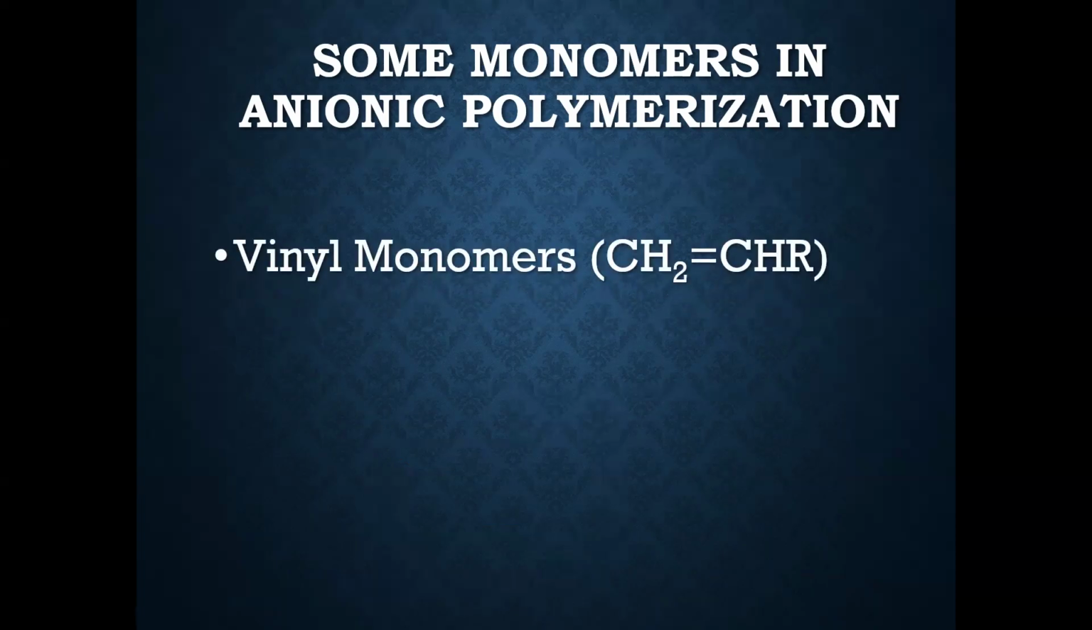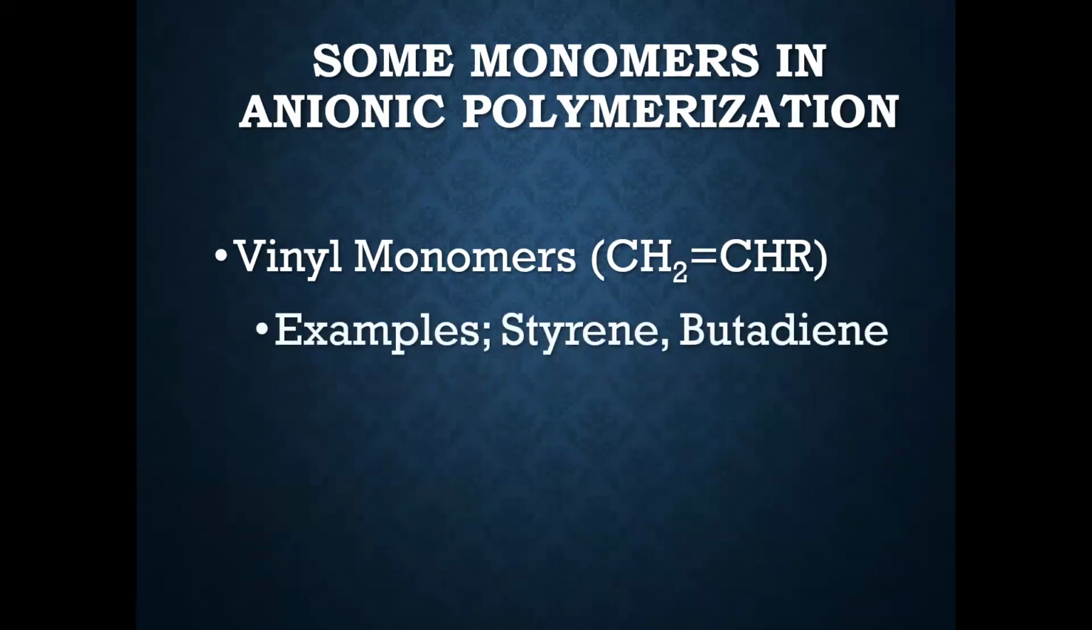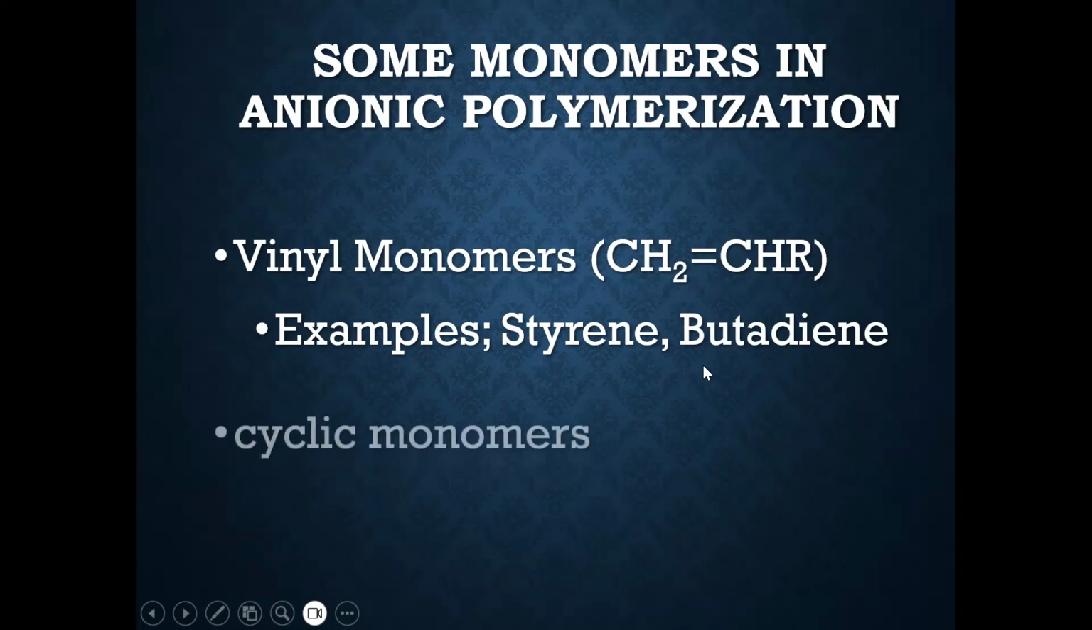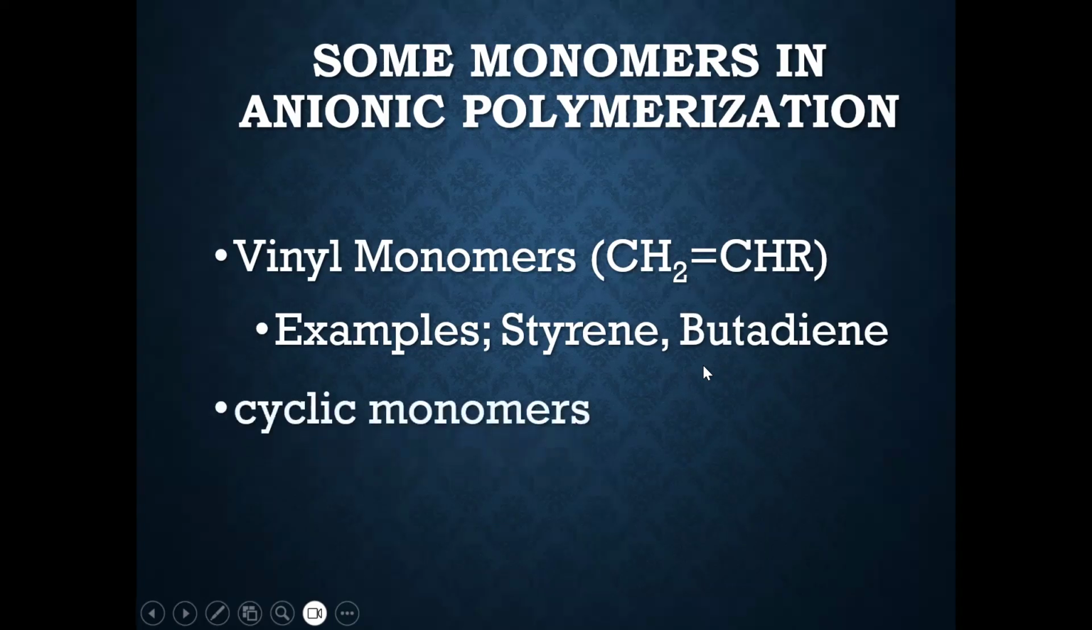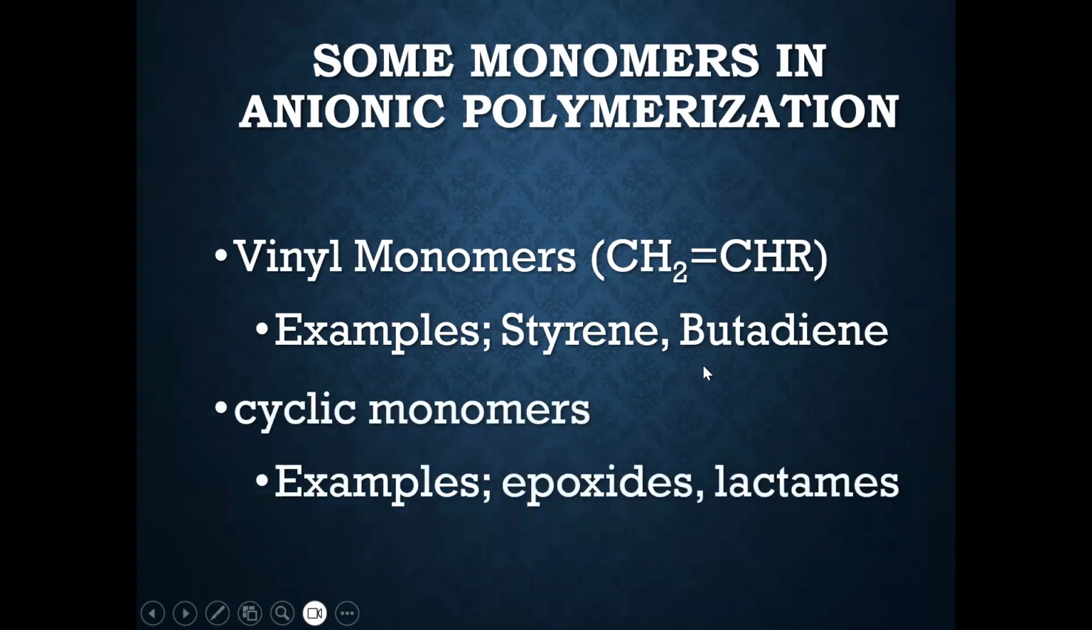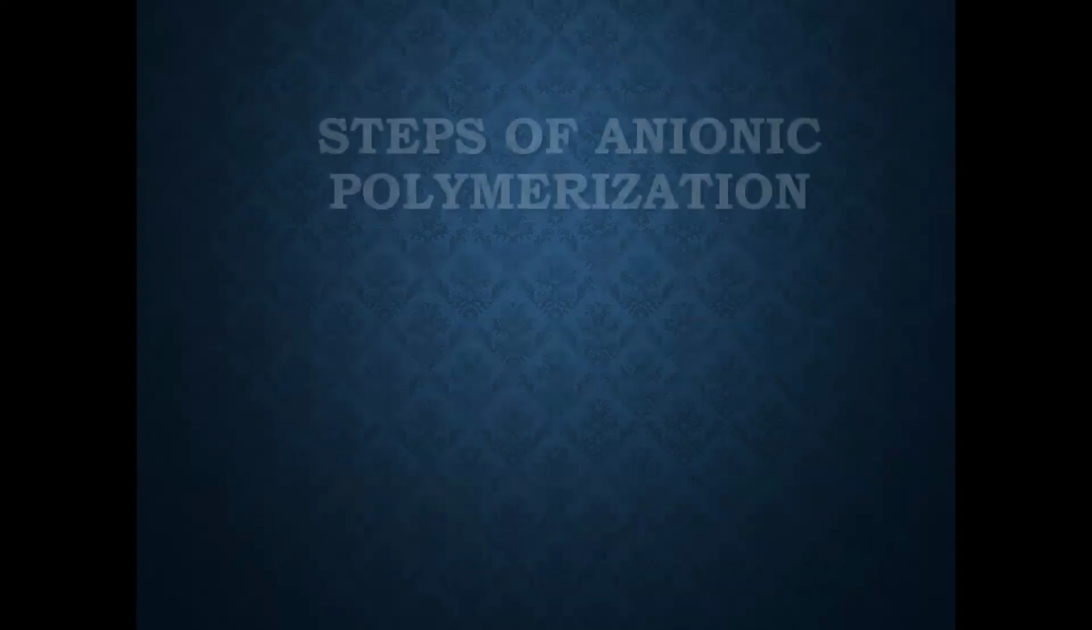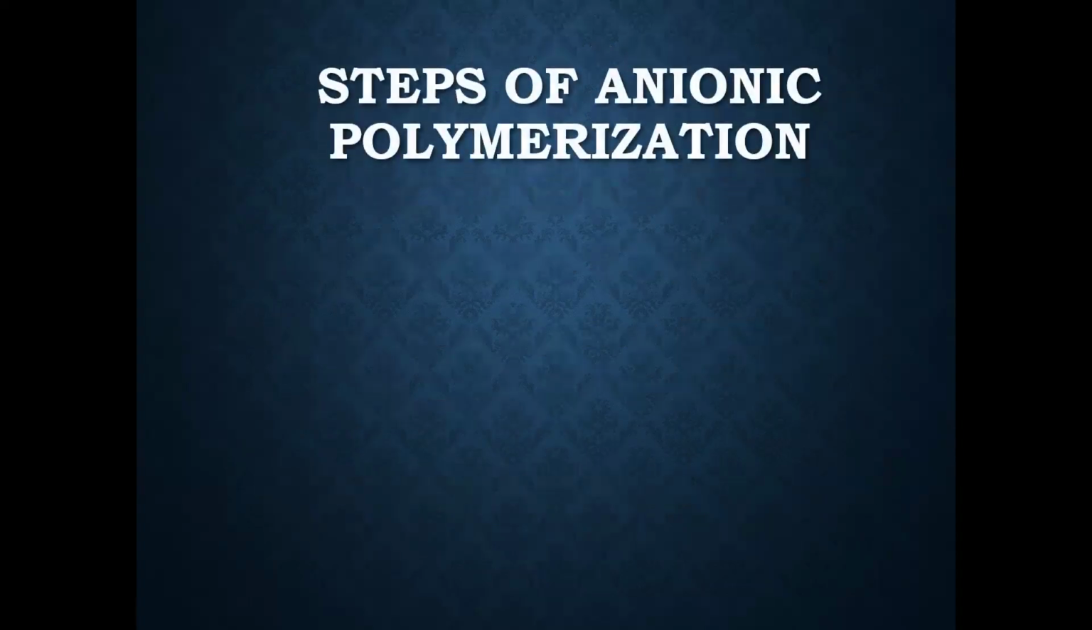Vinyl monomers, such as styrene or butadiene, and cyclic monomers, such as epoxide and lactams. All of these are monomers that can undergo anionic polymerization reaction.